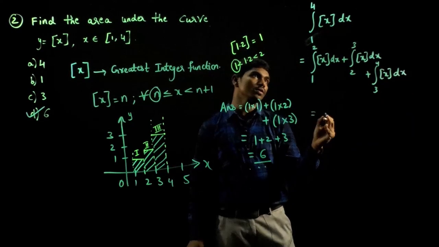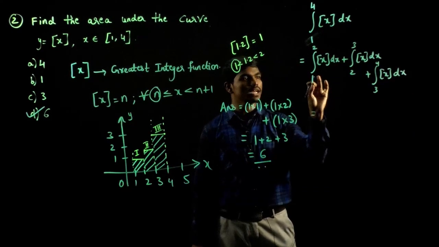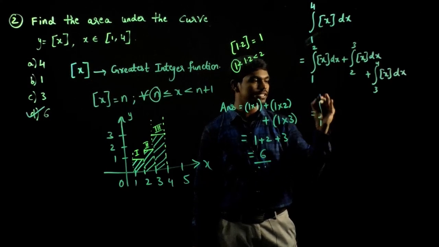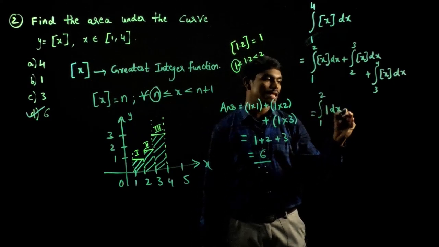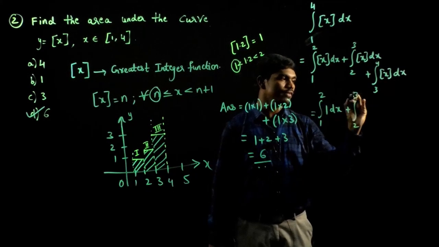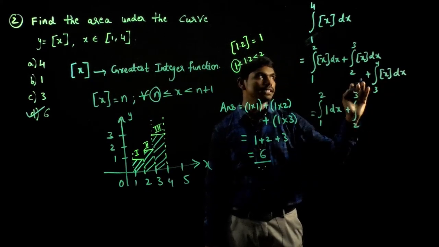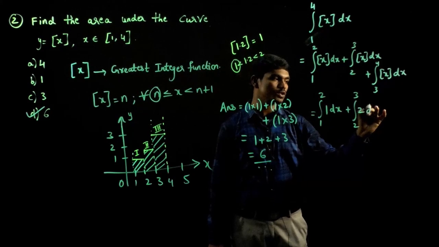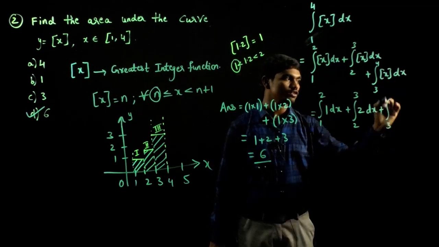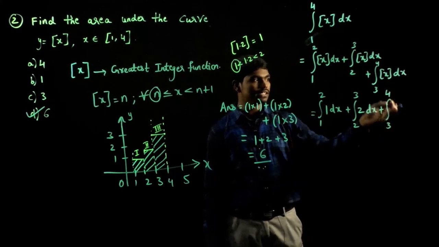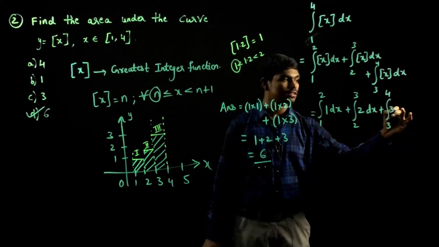And you know the integer part of x when x is lying between 1 and 2 is 1. So this integration is basically integral of 1 dx, plus integral 2 to 3. Whenever x is lying between 2 and 3, the integer part of x is 2, so it is 2 dx, plus integral 3 to 4. Whenever x is between 3 and 4, the integer part of x is 3 dx.